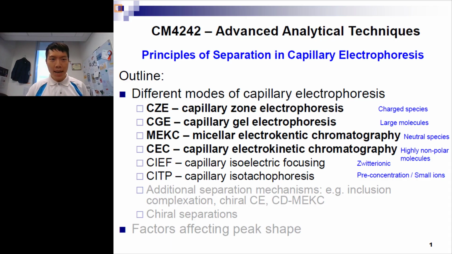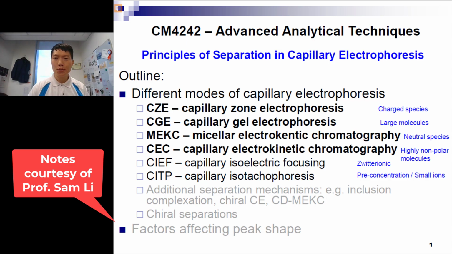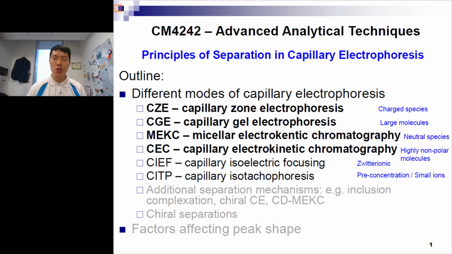Hi class, welcome back. In this part of the series, we'll be talking more about the principles of separation in capillary electrophoresis. Remember, CE is known to have very high efficiency and low consumption of reagents. It's very versatile, as you can see. We recap from the previous notes that it has different modes of CE, and many approaches reported in the literature to optimize separation. Keep in mind the important factors to achieve the best peak shape and separation here.